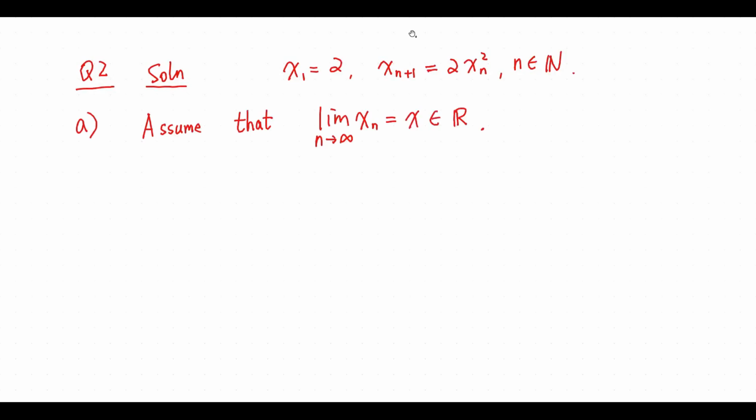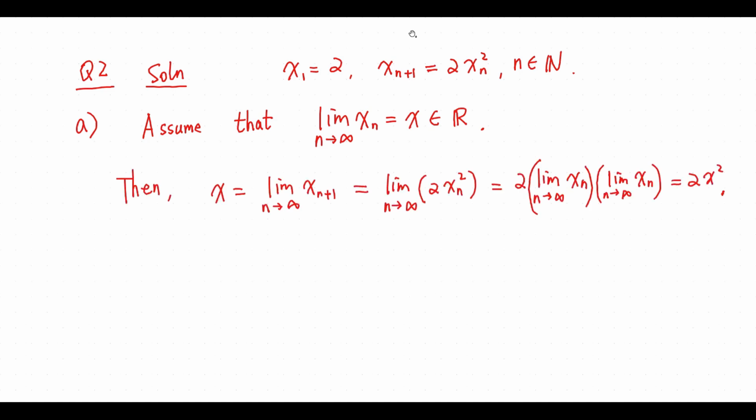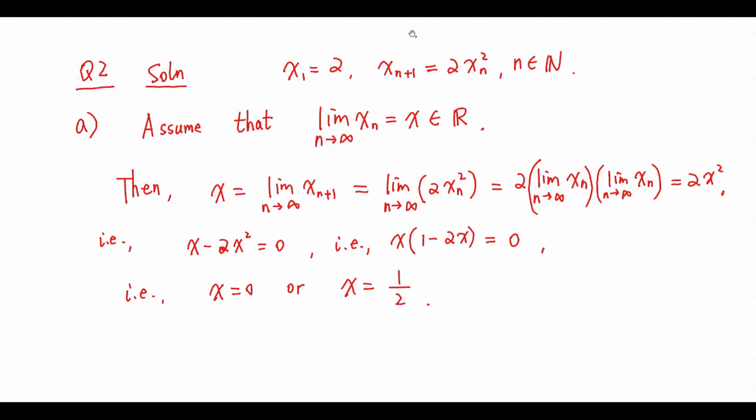Question 2. Solution. Assume that the limit of xn exists and equals a real number x. Then the limit of xn squared equals the limit of xn times the limit of xn. Consequently, we get x equals 2x squared. This gives this equation. This equation has two solutions: x equals 0 or x equals 1 over 2.